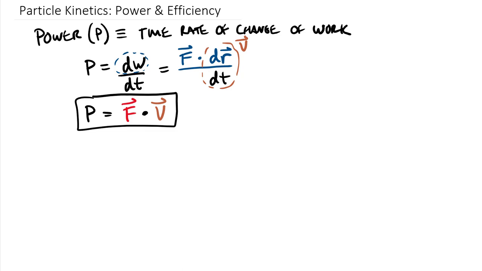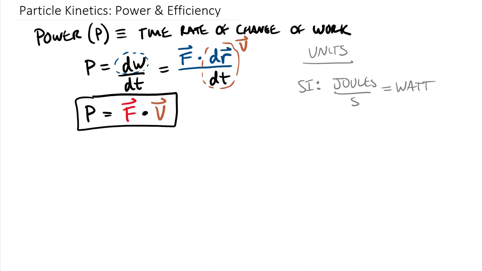So if we think about the units for power in SI units, power is often expressed in joules per second, where joules is our work term, which is equal to a Newton meter. And this joules per second is also equal to a watt. Okay, so a watt is a joule per second.